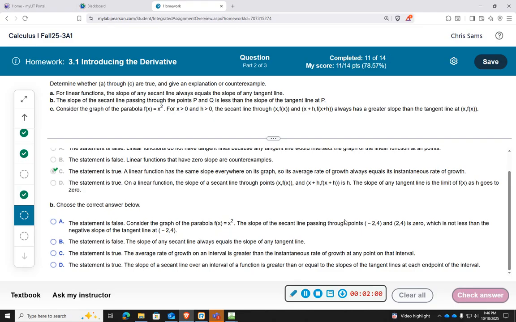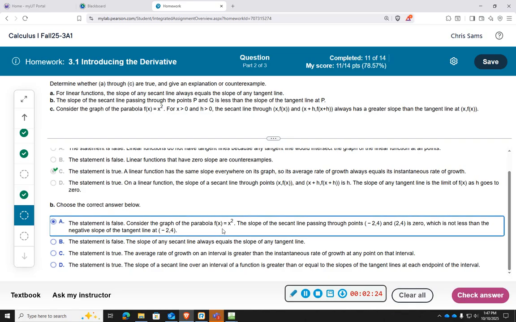So you don't have to work it out, but it's explaining that if you were to do it with this parabola and choose those points, you can use those 2 points to get the slope of the secant line, which is 0, and that is not less than the slope of the tangent line, which would be negative if you just do it at that point. So this one is the one that describes why that is false.